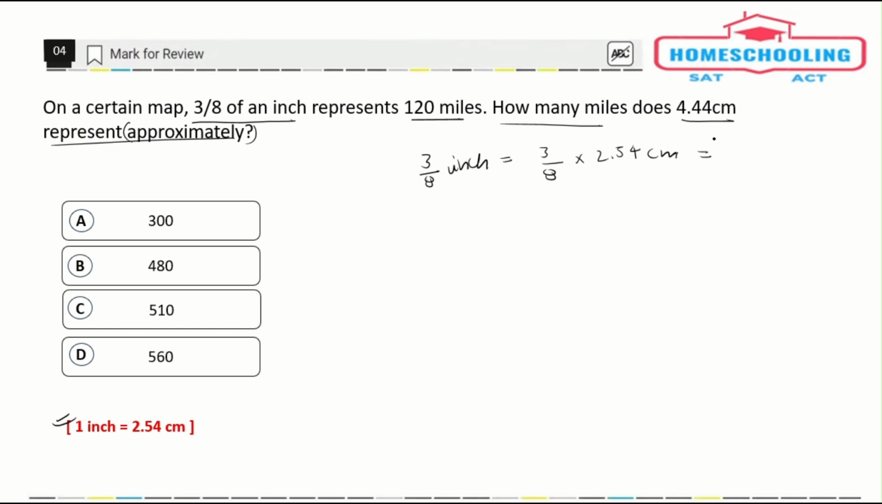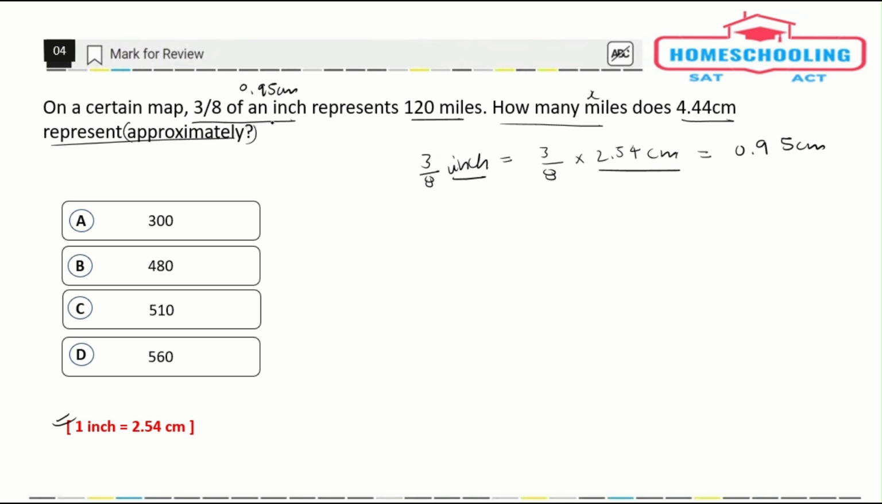So this one would be how much? 0.95 centimeters. So we have converted that 1 inch into centimeters. So now we can say that this 3 by 8 of an inch can be written as 0.95 centimeter. So we have two sets of values here. 0.95 centimeter represents 120 miles. So how many miles, let's say x miles, would represent 4.44 centimeter?